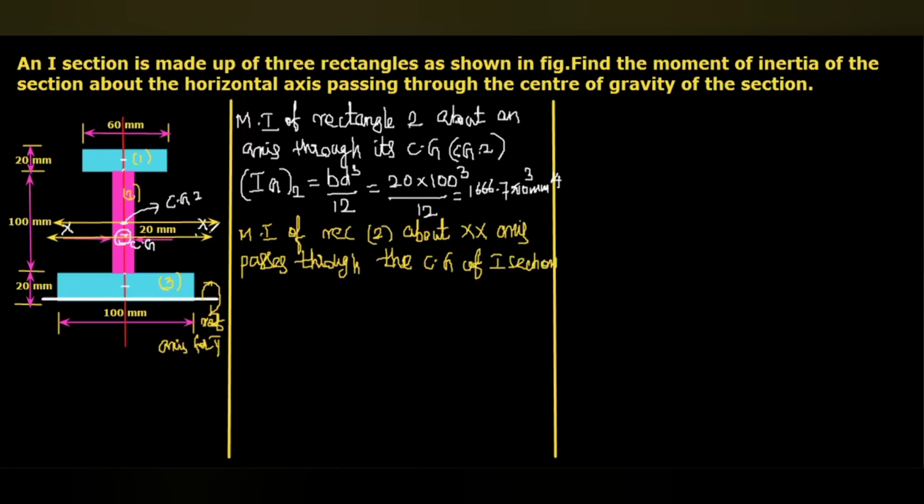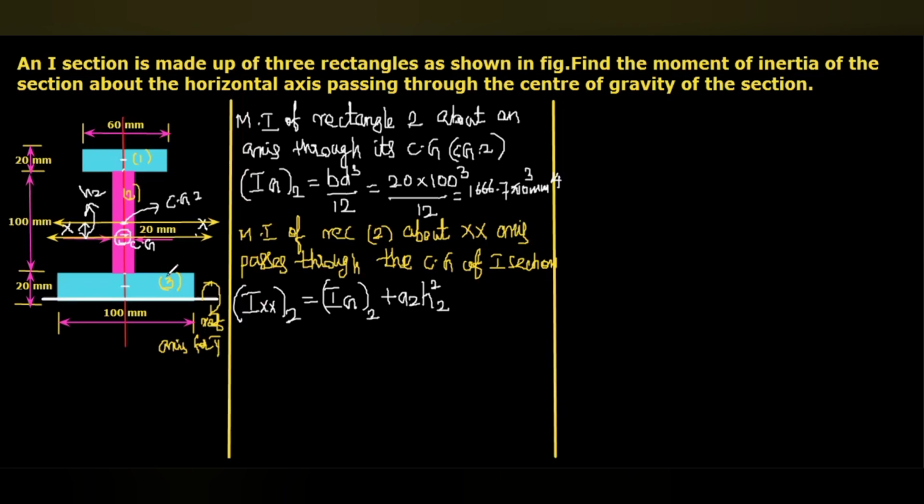Okay. For that, we have to use the parallel axis theorem that I am going to mention. IXX of rectangle 2 equals IG2 plus A2 H2 square. Here IG2 we calculated, A2 also we know. Only the thing is H2. Guys, H2 is the distance between these two axes. This is actually H2.